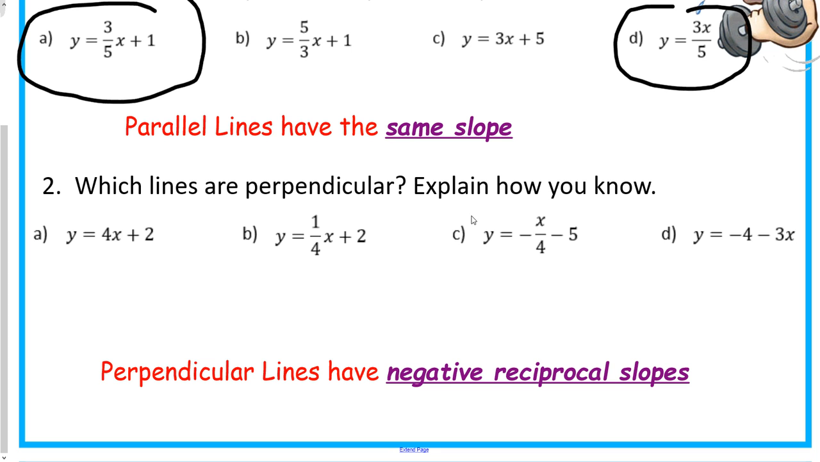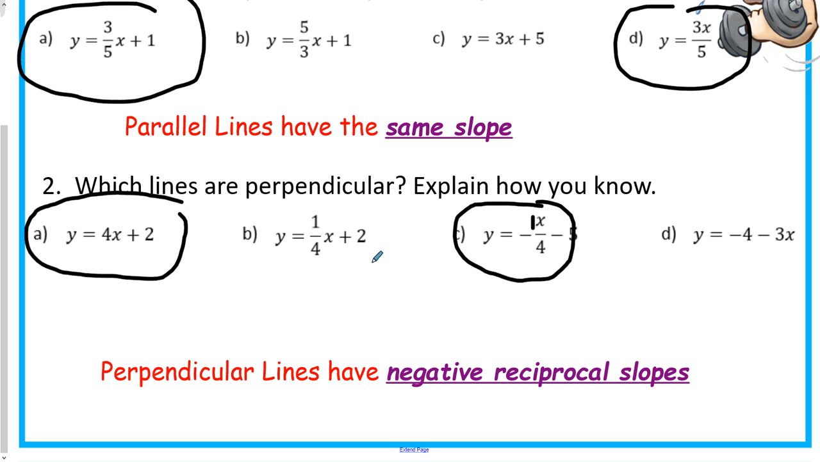What about perpendicular? So perpendicular lines have negative reciprocals for slopes, which means that if this line has a slope of 4, the negative reciprocal would be the flipped version, and then you change the sign. So we're looking for 1 over 4, and it has to be negative. And it looks like this one here would have negative 1 over 4 as a slope. So this line would be perpendicular to this line. And then here we've got 1 over 4. Negative reciprocal would be negative 4, right? You flip it to get 4 over 1 and change the sign.